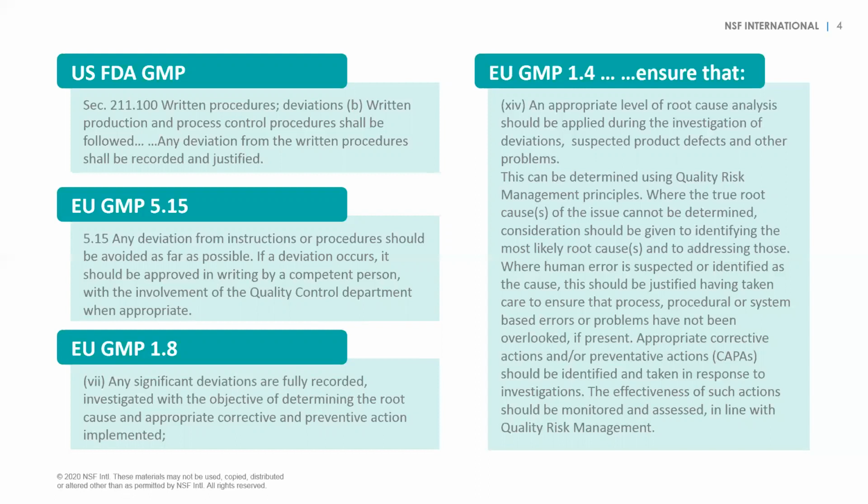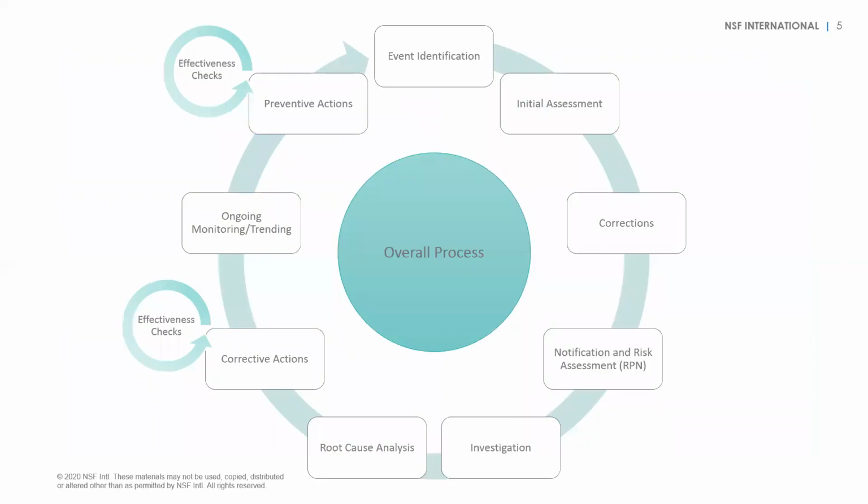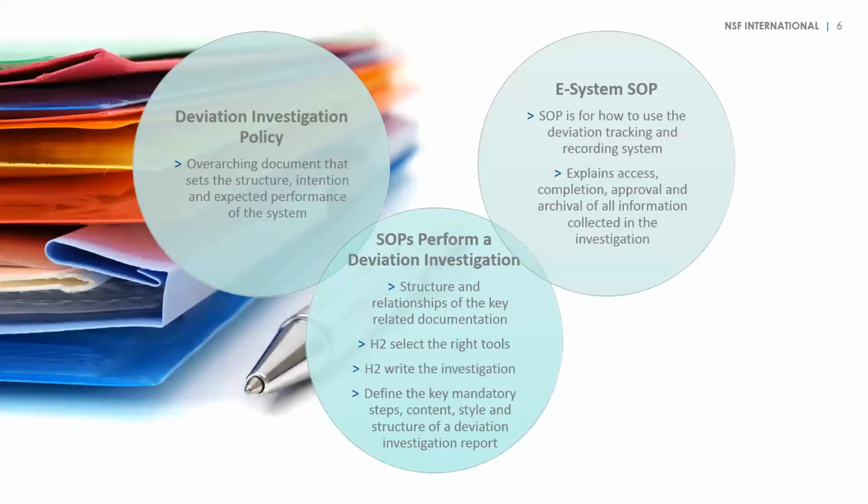So your corrective and preventative actions need to be in response to those root causes, and then the effectiveness is monitored and assessed, as we said earlier, in line with quality risk management. So EU GMP is far more explicit in the expectation for this process. But if you're going to deliver all of this, you're going to need more than just the instructions in EU GMP. And in order to get efficient and effective approval of these, you're going to reach common standards.